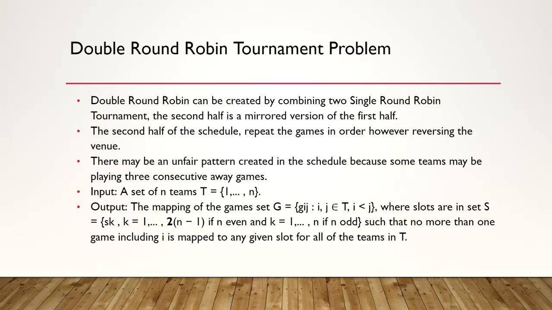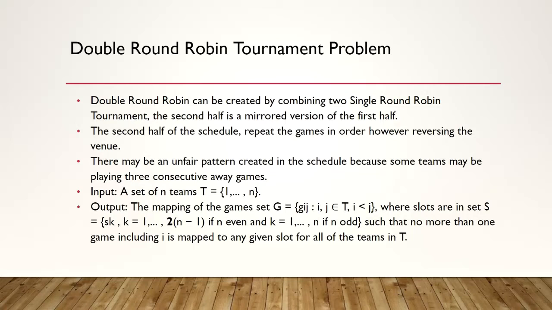As with the single round robin tournament problem, we will have the same input of an n number of teams, t equals 1 to n. So the output will be the mapping of the games set G, where lowercase g of i j for every game, and i and j are contained in the set of teams, uppercase T, where i is less than j, where the slots in the set S equal s k, where k is up to twice the number of teams.